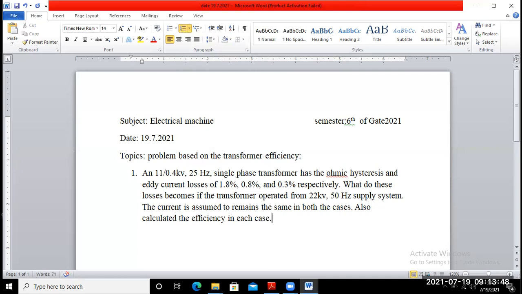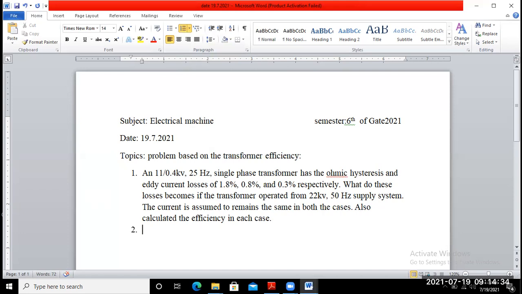So this is your problem, where the rating of the transformer and its various types of losses are given in percentage. That means ohmic losses, hysteresis losses and eddy current losses are given in percentage. If you change the operating voltage and frequency, what do the losses become? And also find the efficiency in each case. You are already given the data of losses, so from these losses you may find the efficiency. The basic formula we already derived in the previous class. So just try to follow this problem.